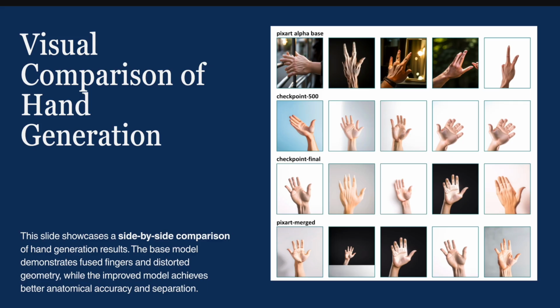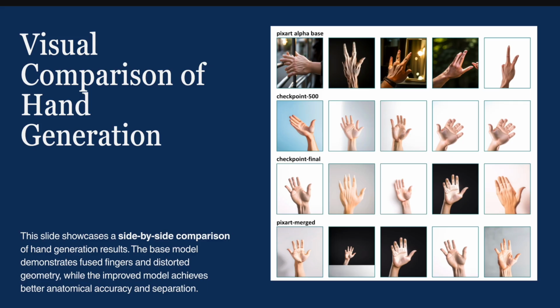Checkpoint final. This refines it further. We can see more realistic skin texture, better knuckle definition, and correct palm orientation over a variety of poses: open palm, raised hand, different angles. The model has clearly internalized what a hand is supposed to look like and not just memorized a single view of it. The diversity across prompts holds up.